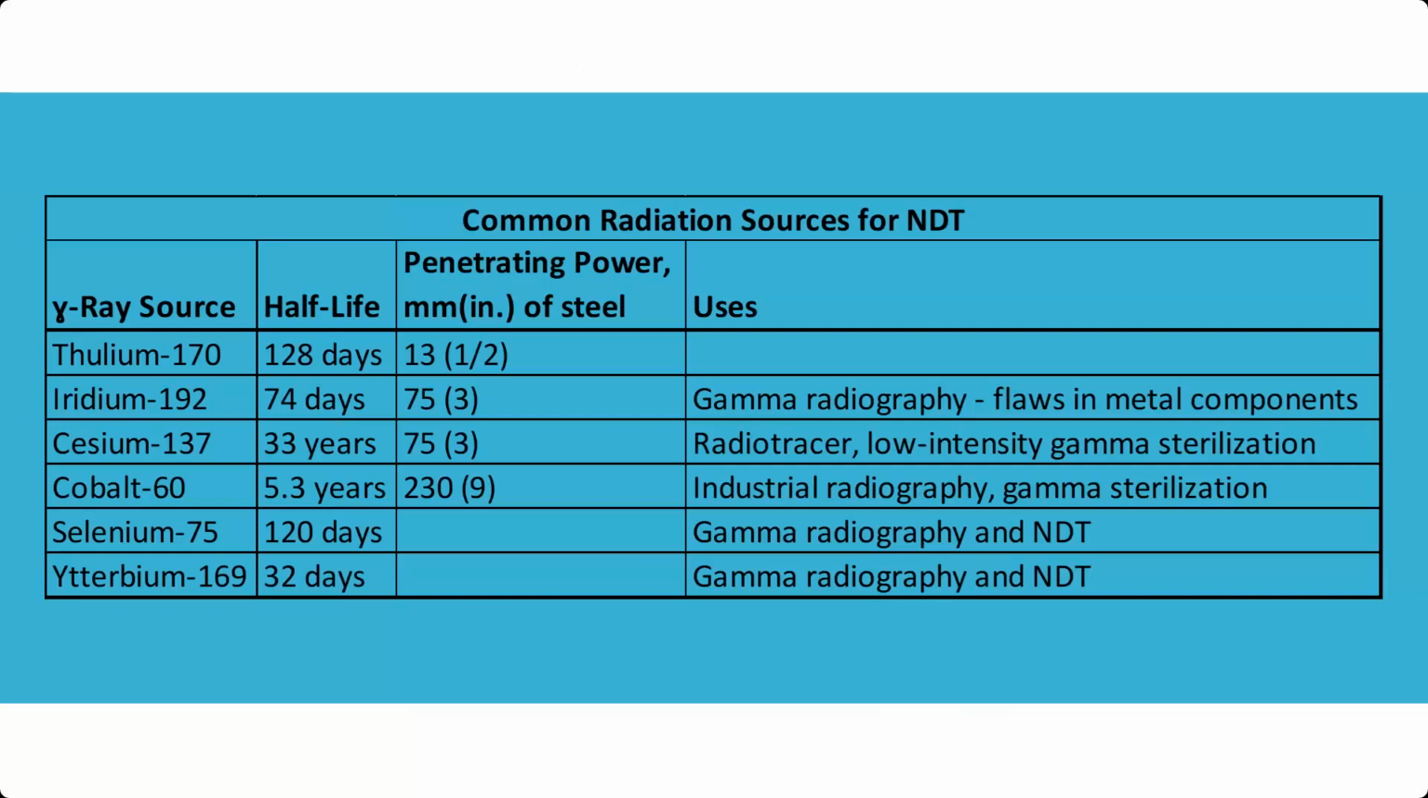Other uses for this stuff, you can see radio tracer. That's what the lady in the video is talking about, where they can inject it into a person and see where it's not traveling or where it is traveling in the body. You can find things like blocked arteries, right? Or internal bleeding. Also gamma sterilization.